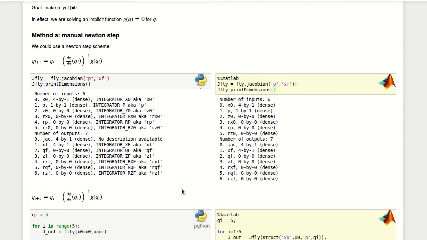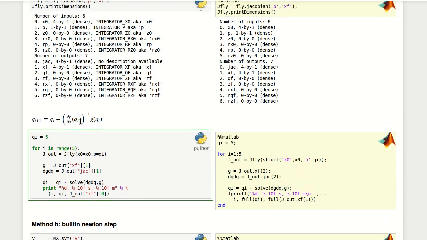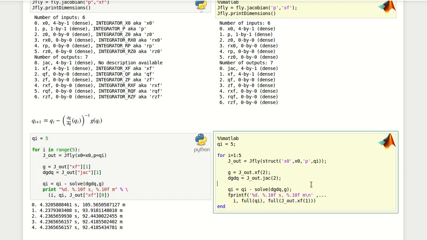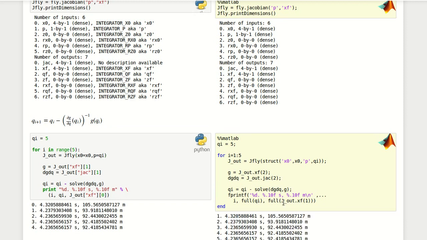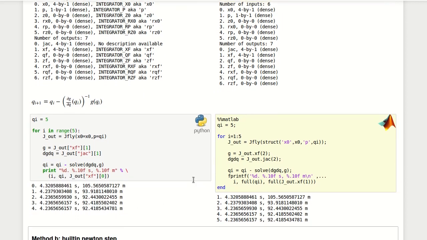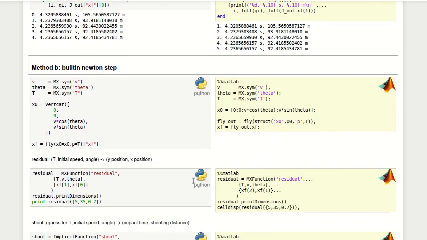So let's say we start from 5 seconds as an initial guess for the time of flight. We compute the Jacobian of the residual, and we solve a linear system as is given in the formula. If you do this repeatedly, you quite quickly converge to 4.2 seconds. And our ball flies for 92 meters. Now this was manual work. Let's now do it with a built-in functionality.